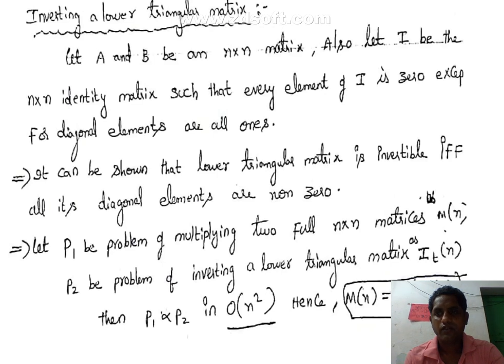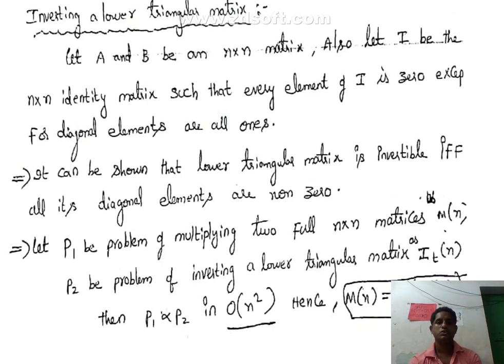Next, inverting a lower triangular matrix. Let A and B be n by n matrices. Also let I be the n by n identity matrix, such that every element of I is 0 except for the diagonal elements, which are all ones.